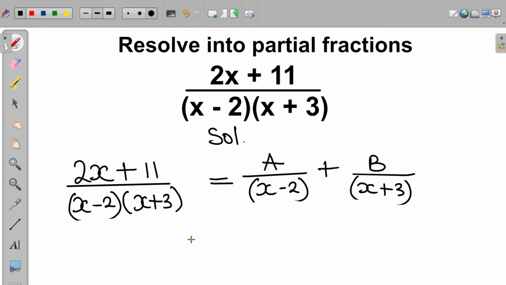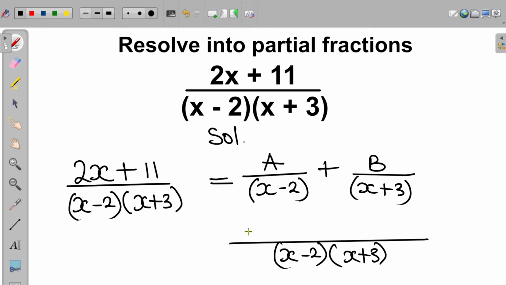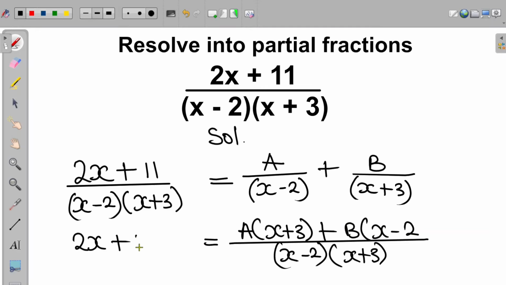Now, since we have been able to split the partial fraction, the first thing we do is take the LCM on the right-hand side. So the LCM here is giving us (x - 2) multiplied by (x + 3). Thus, the numerator becomes A multiplied by (x + 3) plus B multiplied by (x - 2). So we have 2x + 11 divided by (x - 2) multiplied by (x + 3).